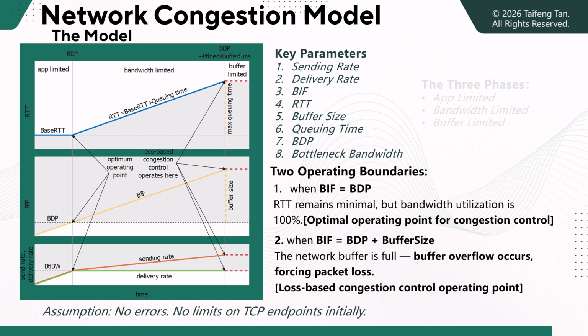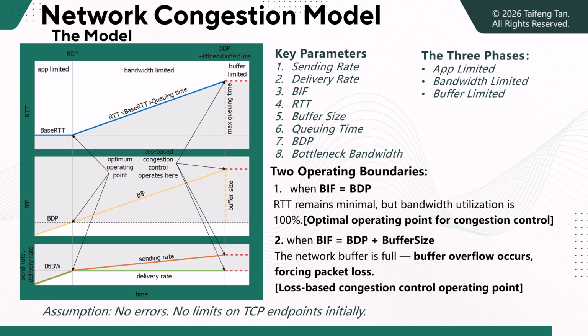These lines divide the whole process into three phases. 1. Application limited phase. The application itself isn't sending enough data to utilize the full available bandwidth. 2. Bandwidth limited phase. The send rate exceeds the available bandwidth. Now the bandwidth itself becomes the limiting factor, putting a ceiling on the delivery rate. 3. Buffer limited phase. Pushing the rate even higher uses up the entire buffer, triggering packet loss. The total size of BDP plus buffer size limits any further growth of CWND and bytes in flight.